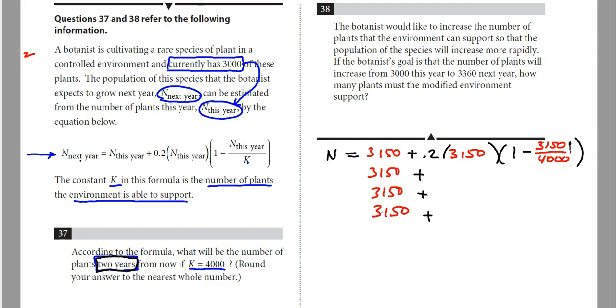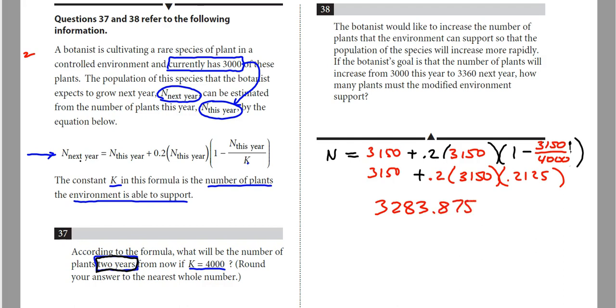So this is going to be 0.2 times 3,150 times 0.2125, and I'm just going to go to the calculator and make it work all this out, which I probably should have done a little while ago. 3,150 plus 0.2 times 3,150 times 0.2125 equals, it looks like I'm getting 3,283.875. Where are we supposed to round to?